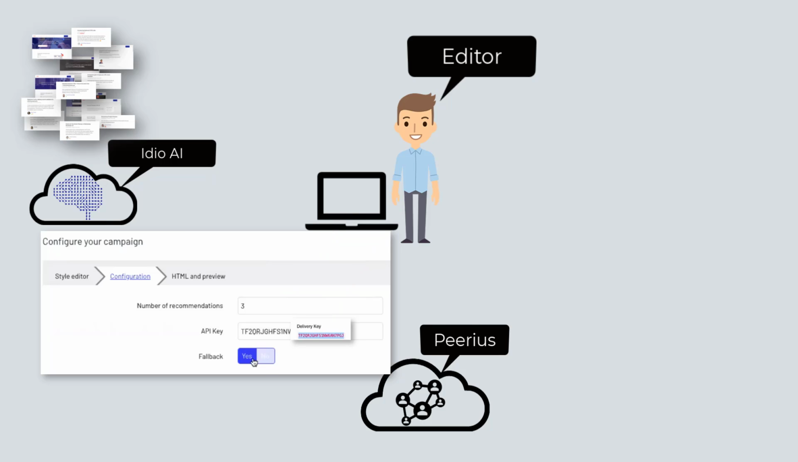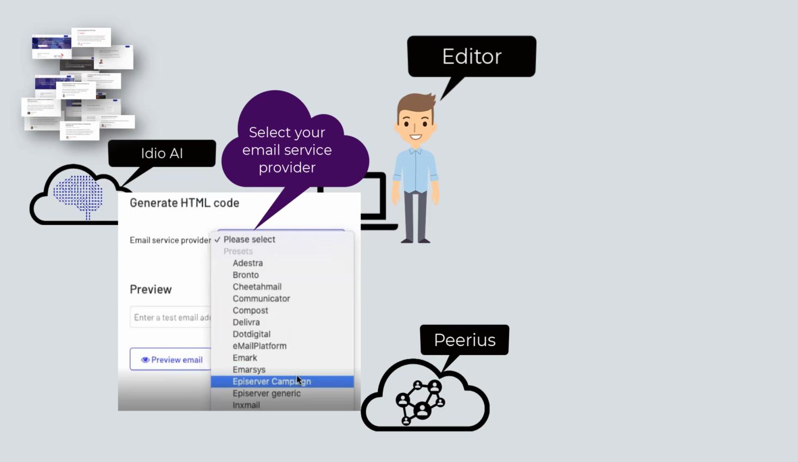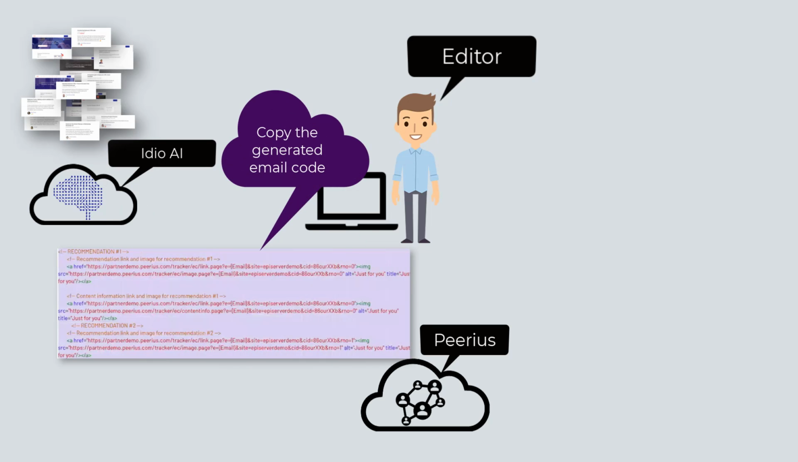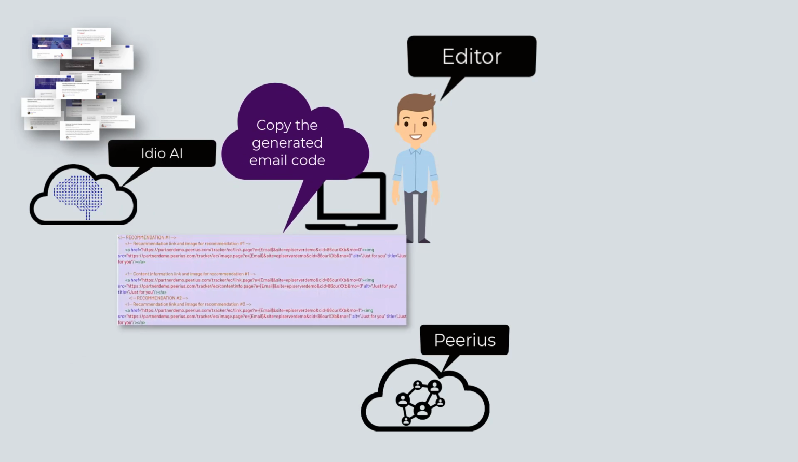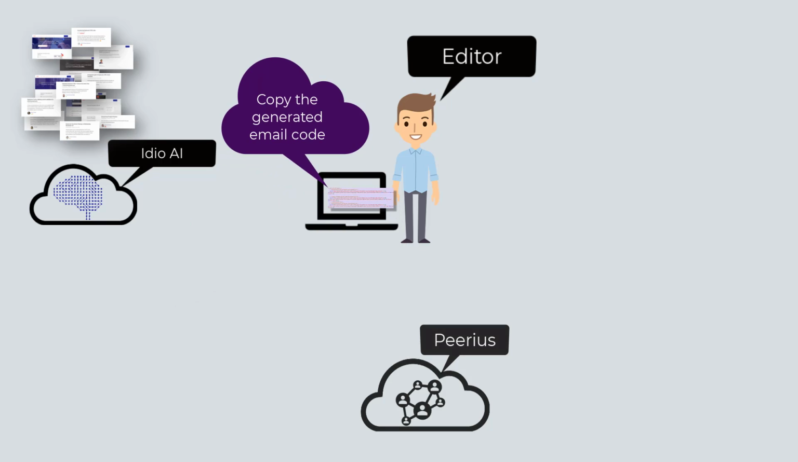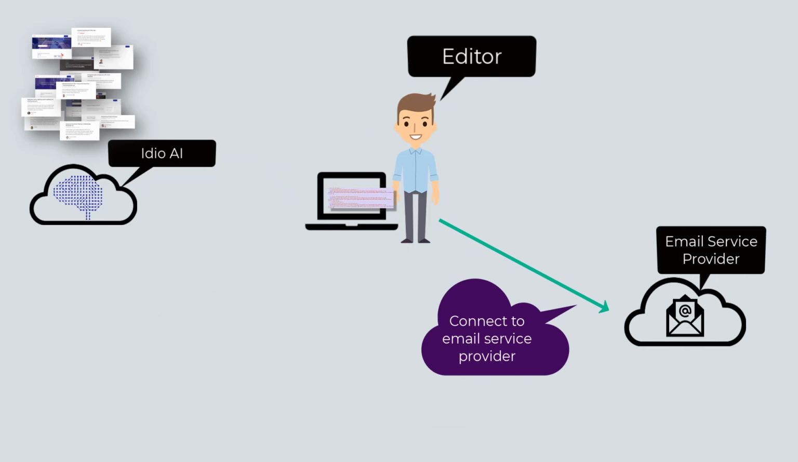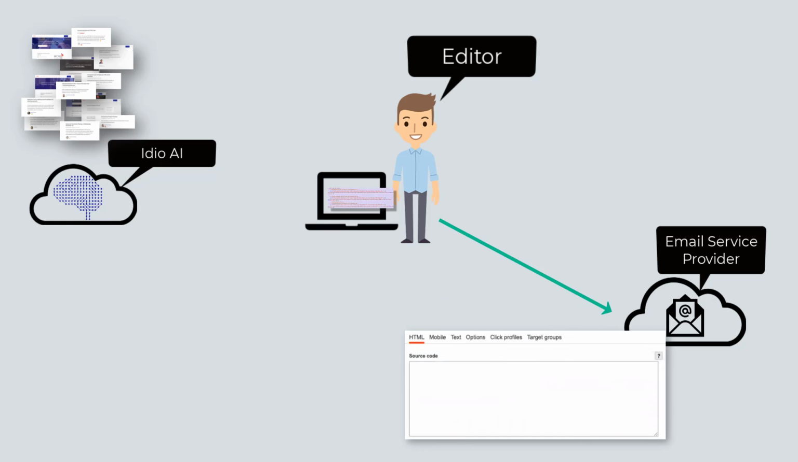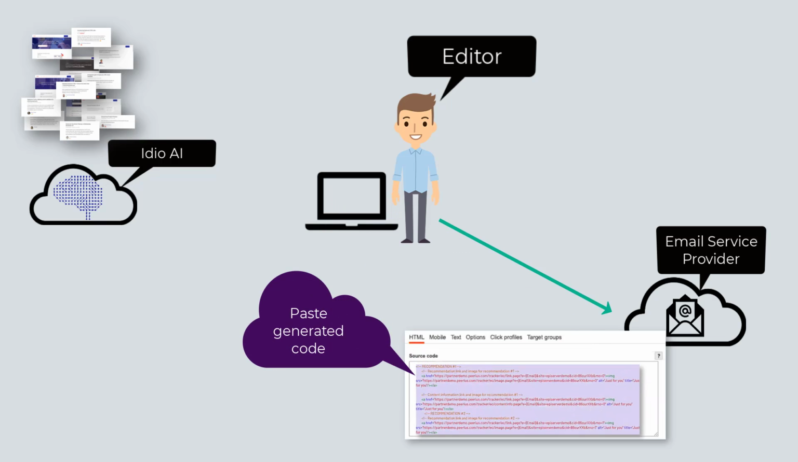The last step in configuring the campaign, the editor would select their specific email service provider. It's at this step that the campaign generates the email code that's copied into the editor's clipboard. The editor would then connect to their chosen email provider, create some sort of an email template, and paste the code generated by the campaign's configuration.